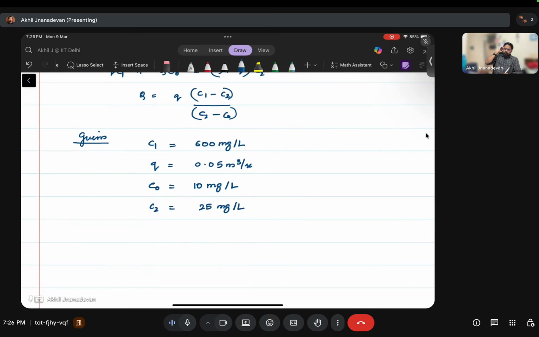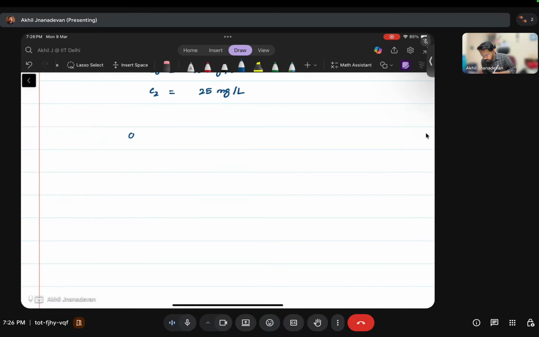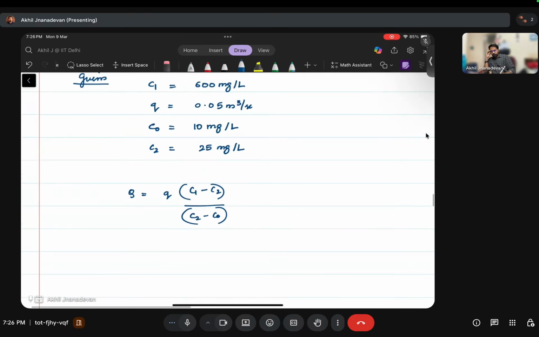So the stream was having a 10 milligram per liter concentration of NaCl. Then we added 600 milligram per liter at a rate of 0.05 meter cube per second. Then the downstream concentration was measured and it came out to be 25 milligram per liter. Now using this data, we need to measure the stream flow. So Q is given by small q into C1 minus C2 divided by C2 minus C naught. We already have all the values.